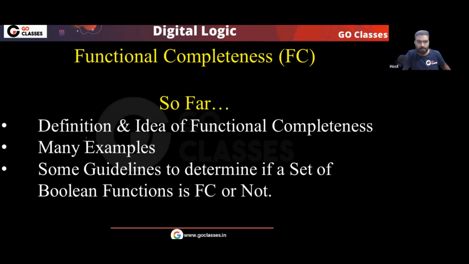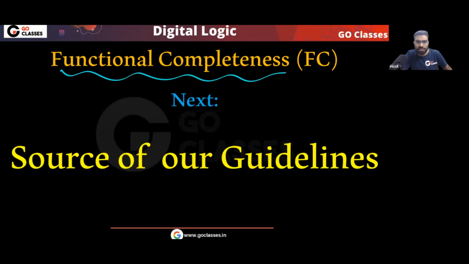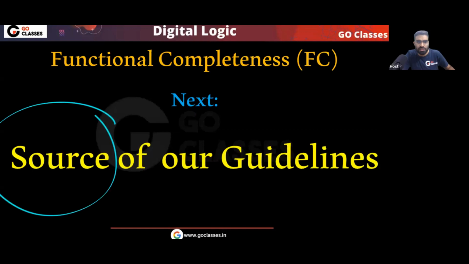Now you might be thinking, what is the source of these guidelines? I told you some guidelines to check if a set of Boolean functions is functionally complete or not. You might be thinking, from where are these guidelines coming? Are you curious? Please tell me. Why are these guidelines correct? This is what you might be thinking.